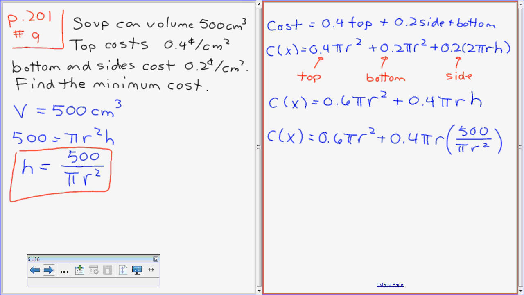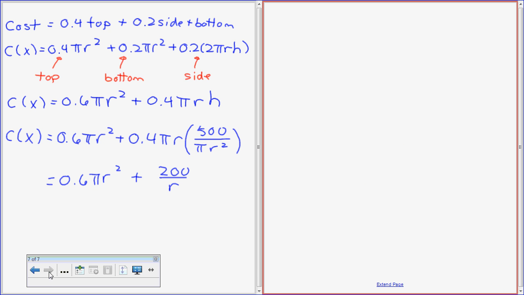All right, can somebody be brave? Can you simplify that right hand thing for me? Very good. Now what she did correctly was pi divided by pi cancels out, and then r divided by r squared is r in the denominator. I'm probably going to write this on the next page as C of x equals 0.6 pi r squared plus 200 r to the negative 1.